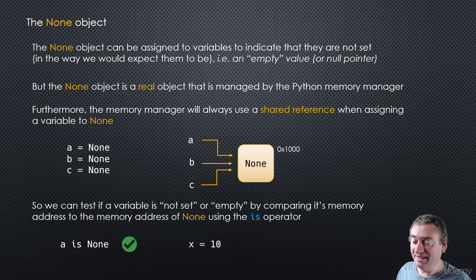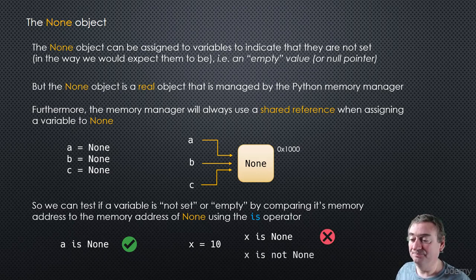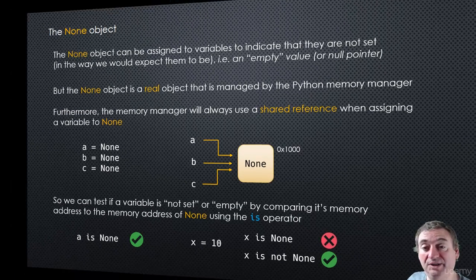So if we have, let's say, x equals 10, if we say x is None, well, that's going to return false, right? Because x is not None. x is an actual value, an actual object, 10. And if we test x is not None, that will, however, return true, right? That's the negation of the identity operator.